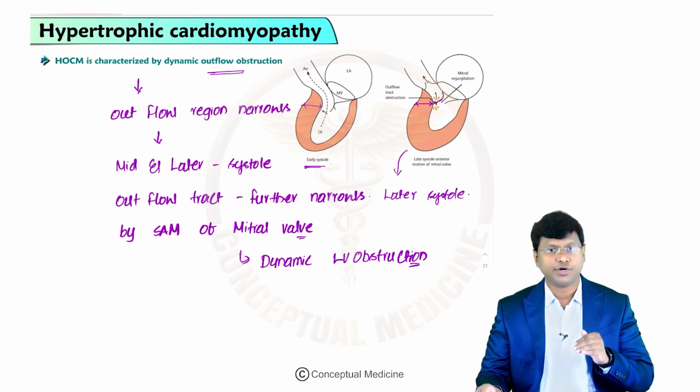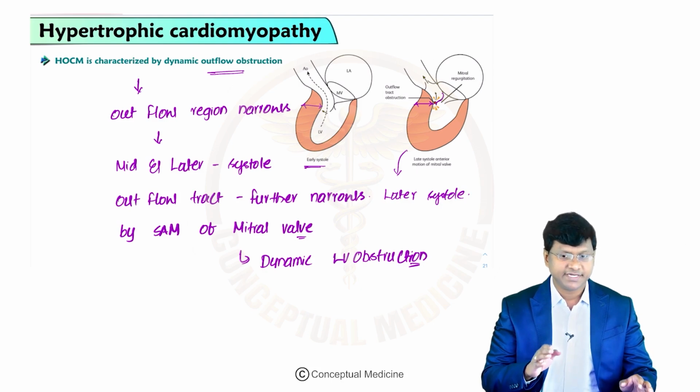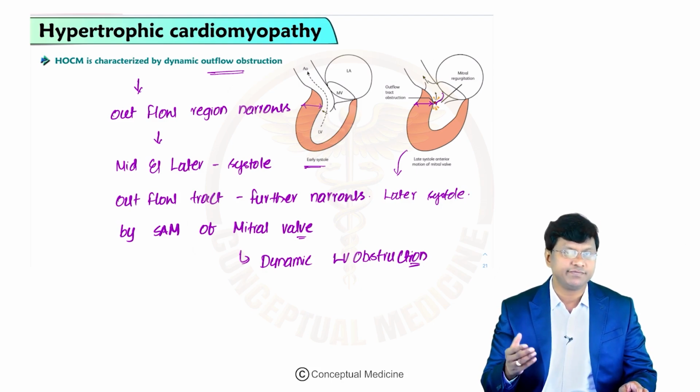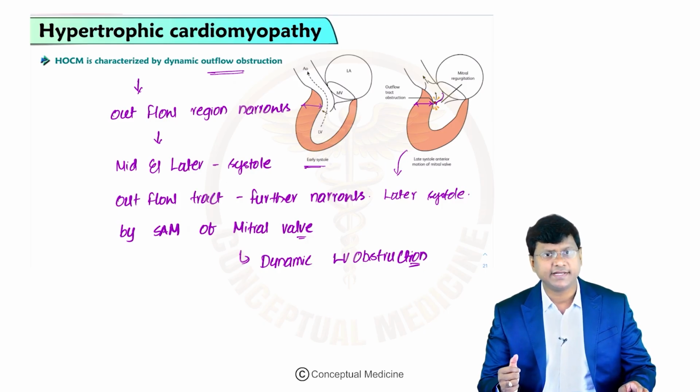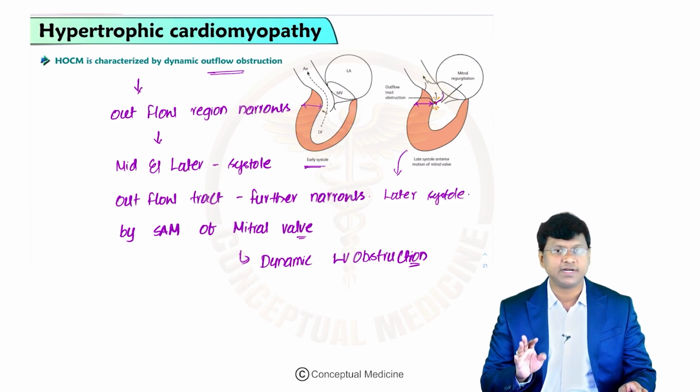So what do you mean by the word dynamic? In the early part of the systole, you don't have the obstruction at the outflow tract, but in the mid as well as later part of the systole, whenever the systolic anterior motion of the mitral valve develops, there is an obstruction at the outflow tract, resulting in left ventricular outflow tract obstruction in the mid and later part of the systole, and that is what is called the dynamic outflow tract obstruction.